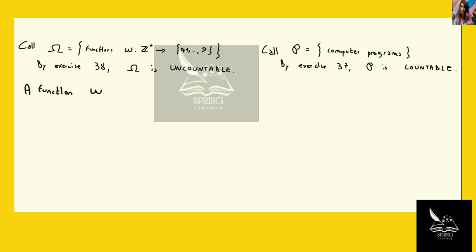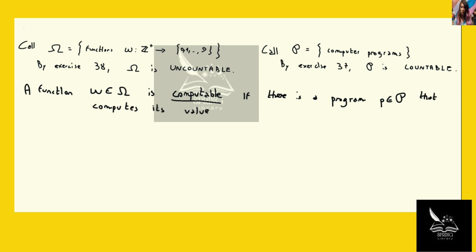Now we define a function little omega to be computable if there is a computer program, let's call it little p in big P, that computes its values. So recall that omega is just something that takes a positive integer and returns a value from 0 to 9. So this function omega is computable if there is a program p that takes as input a positive integer and returns a value from 0 to 9. And of course, this value must be omega of the input.